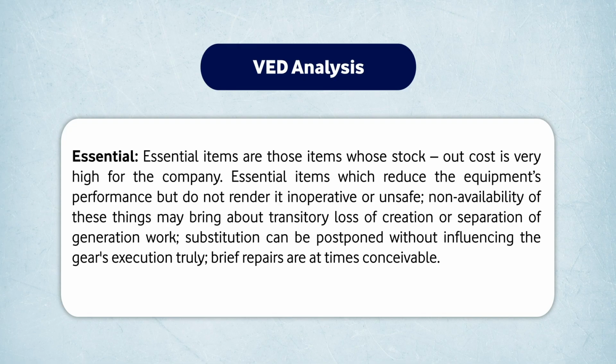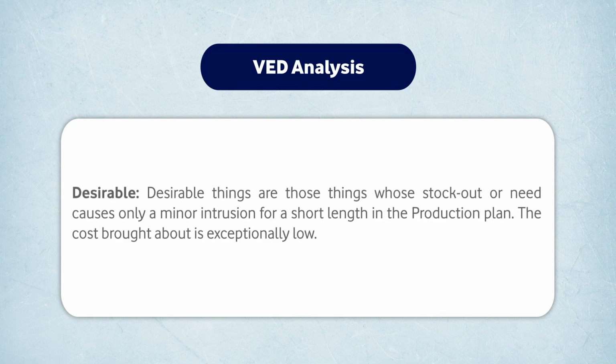If they are not available, there is a high imbalance in the production line and equipment performance, but these items cannot stop the operation. While vital items can stop the operation, essential items cannot stop the operation, though they are a very important part. Their stock out cost is very high, but they are less important than the vital items. Now the desirable items.